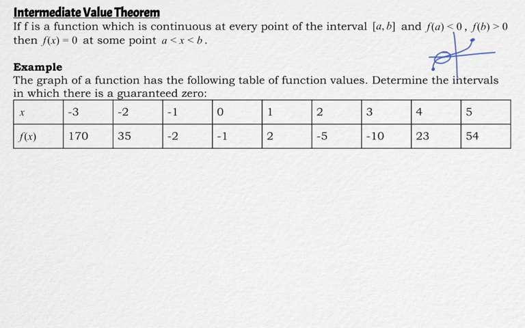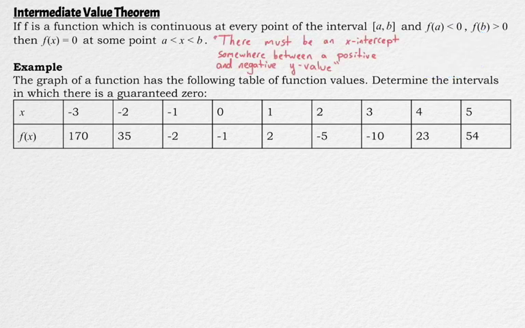All this means is that if we can find a negative y value and a positive y value, somewhere in the middle there's going to be an x-intercept. So we might want to write something like: there must be an x-intercept somewhere between a positive and a negative y value. So let's look at an example. You could plug any polynomial function into your graphing calculator and then pull up the table, and let's say you get something like this.